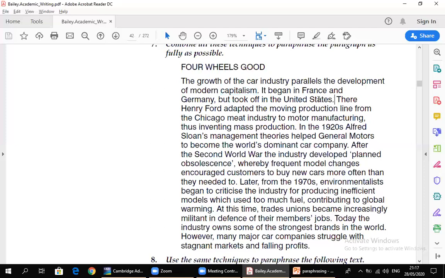Okay, it began in France and Germany, but took off in the United States. Okay, what can we do here? I believe we can go for changing word order. Or maybe we can say when it started in France, or we can say France and Germany were the two countries where it started, and then it continued to the US. Mm-hmm. Yes. Or, it grew up in the US after it first showed up in France and Germany.